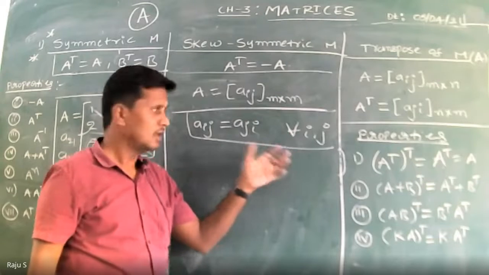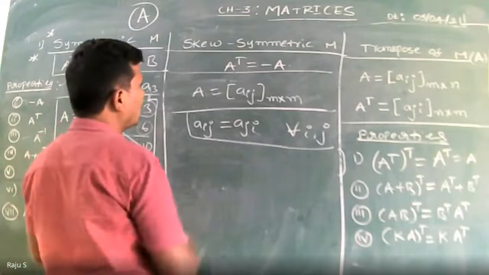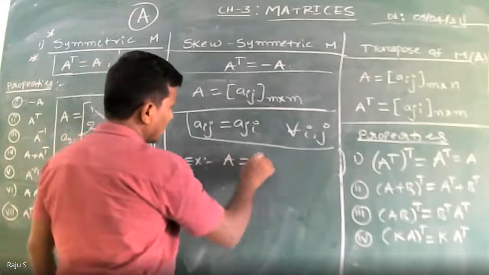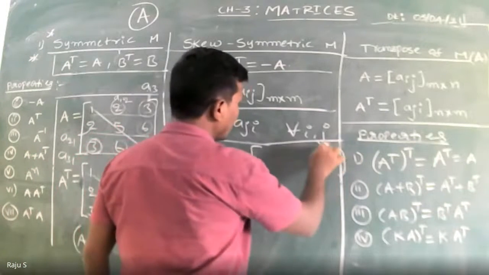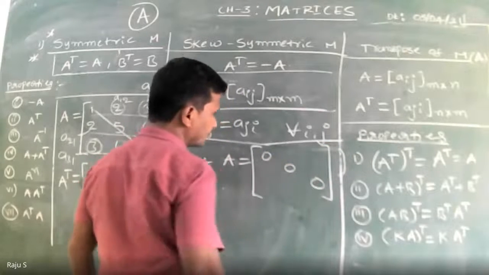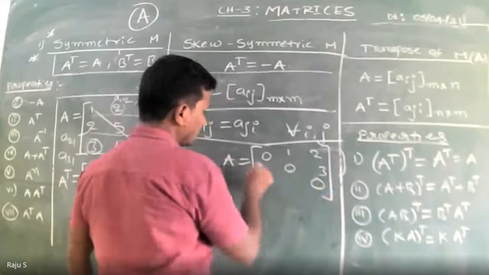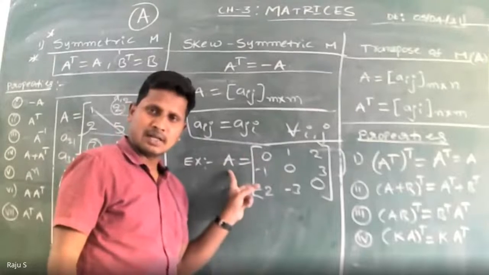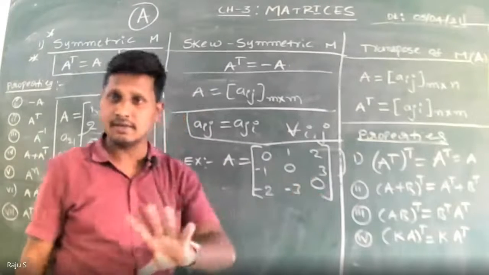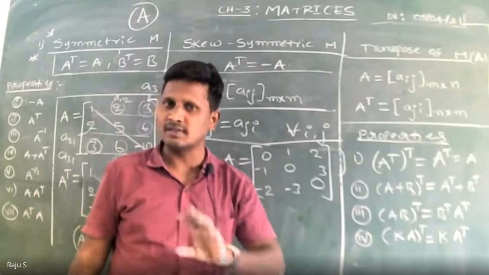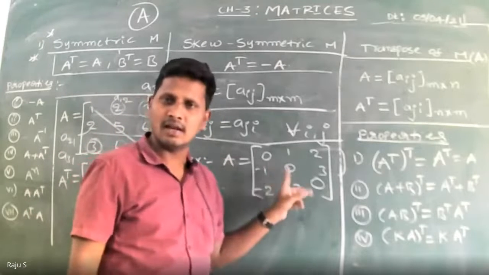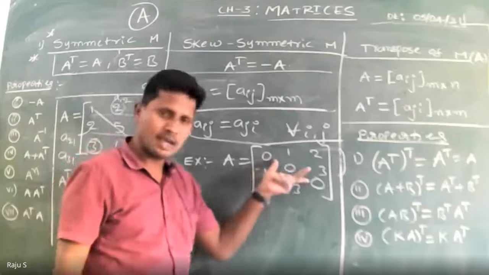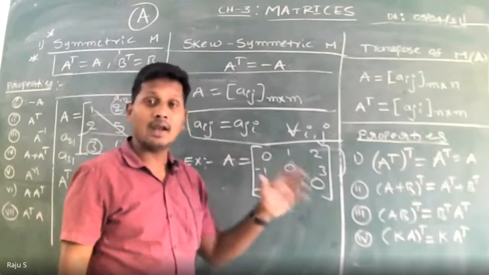Remember, right? In the same way, what about the skew symmetric? For a skew symmetric matrix, I am going to give an example, like the one I have just written: 0, 0, 0 on the diagonal, with 1, 2, 3 and minus 1, minus 2, minus 3. What do you observe here? In a skew symmetric matrix, the diagonal elements are always 0. If any one of the diagonal values is non-zero, it is not skew symmetric. That is the first point.